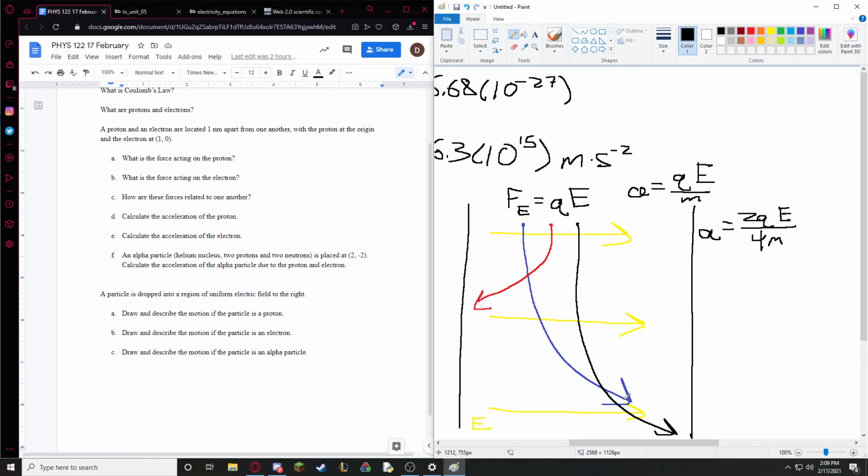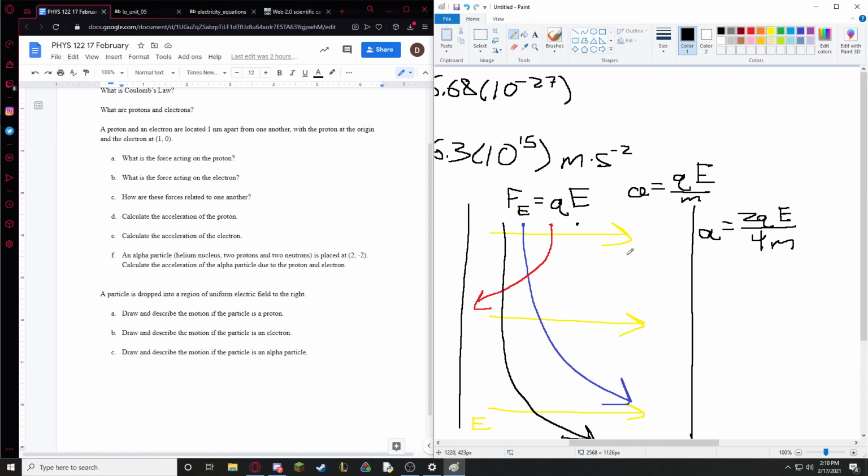Sorry for my visualizations. Let me draw it over here. So it's going to come down. It's going to look something like that. Running out of room at the bottom. But because its charge is twice as much, so it's twice as much force, but it's 4 times as much mass, the acceleration, and how much it ends up curving, in quotation marks, is going to be half as much. So it's going to curve slower.